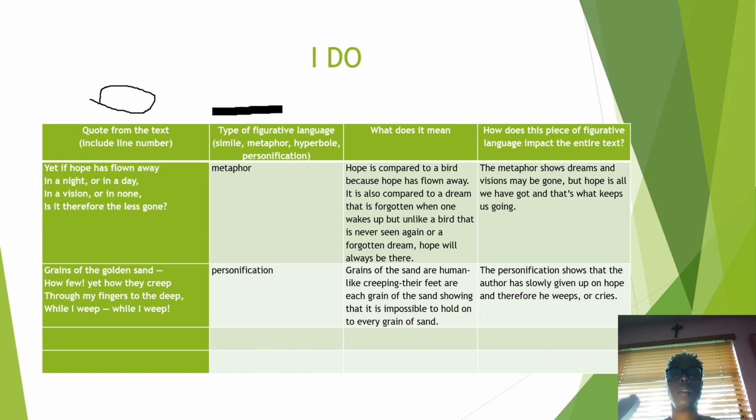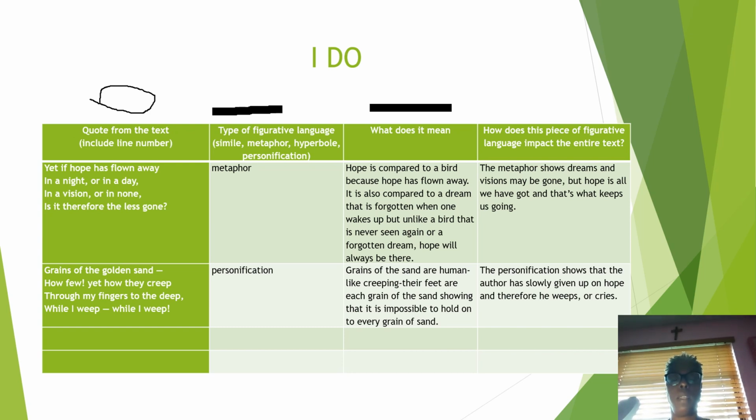So, in the third column, what does this metaphor mean as it relates to the poem? In the third column, I explain as clear as possible, hope is compared to a bird because hope has flown away. It is also compared to a dream or a vision that is forgotten when one wakes up. But unlike a bird that is never seen again, or a forgotten dream, hope will always be there.